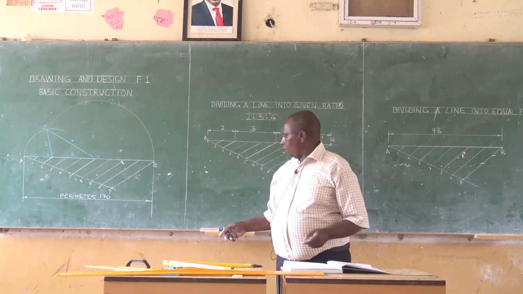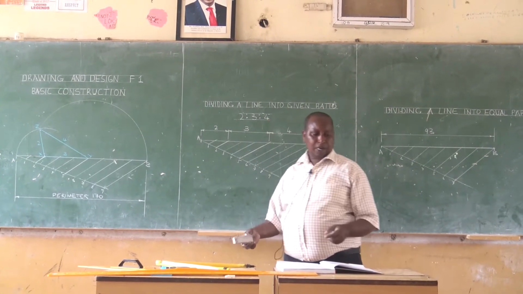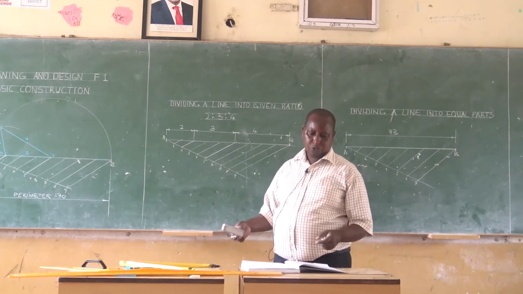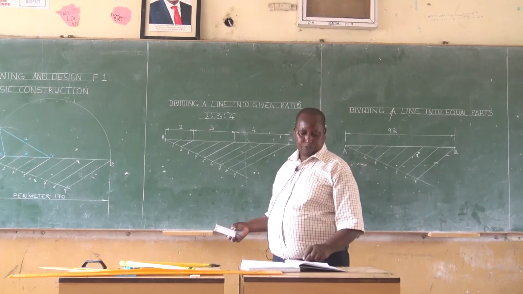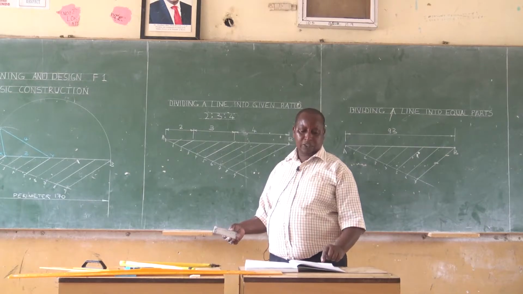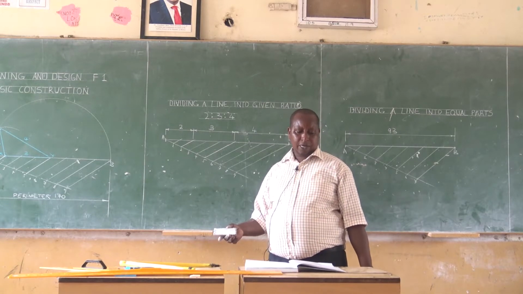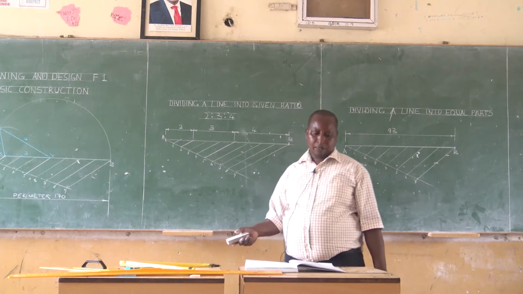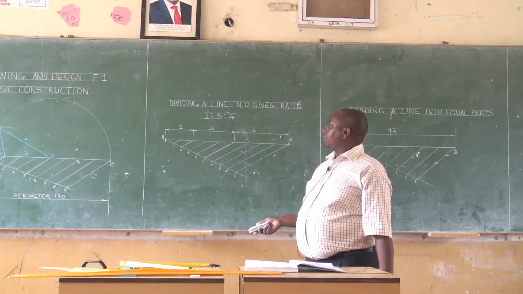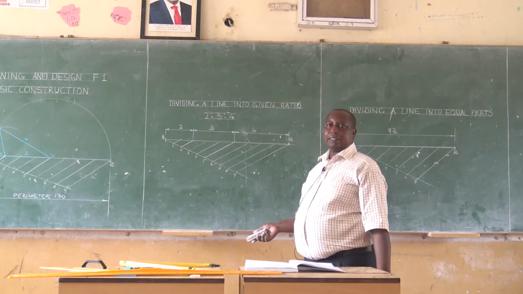Now, the second construction that we are to do this morning is construct isosceles triangle given the base and also given the perpendicular height.